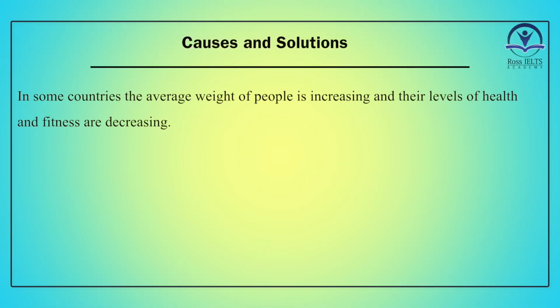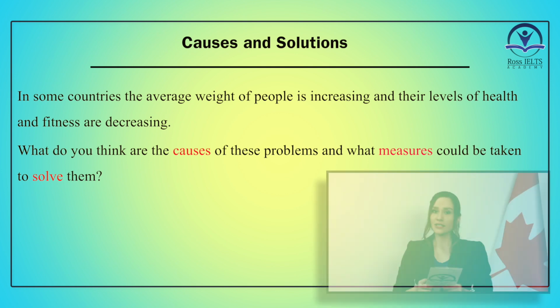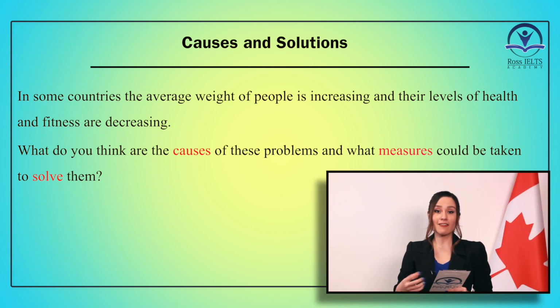Here we have an example. In some countries, the average weight of people is increasing and their levels of health and fitness are decreasing. What do you think are the causes of these problems, and what measures could be taken to solve them? As you can see here, we have a problem or we have an issue, and then we should talk about the causes of this problem and the measures to be taken into consideration, or the solutions for this problem. So this is a causes and solutions problem.